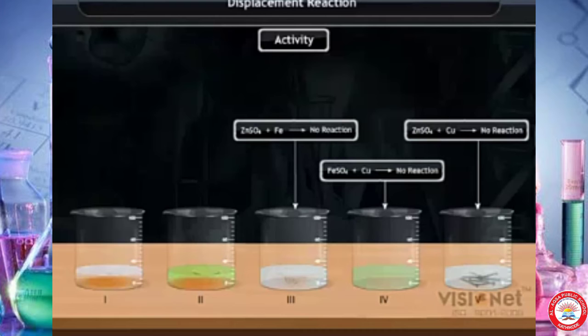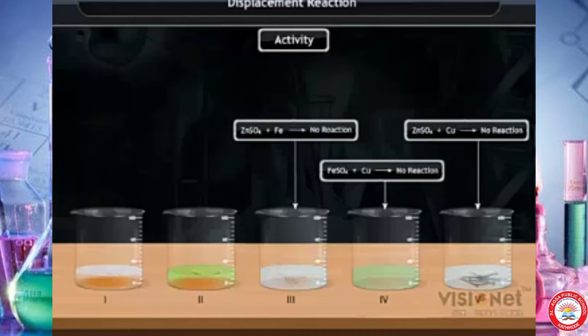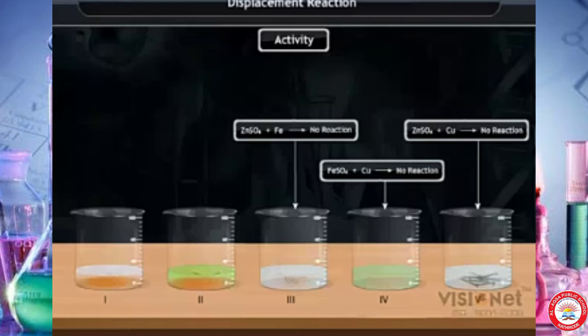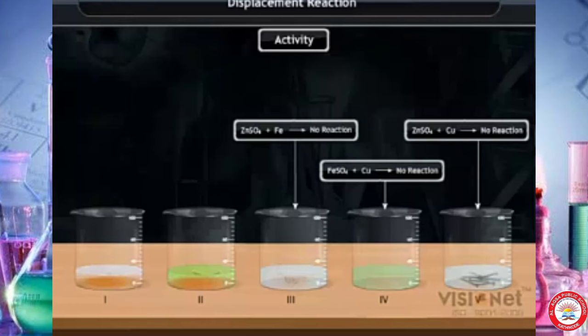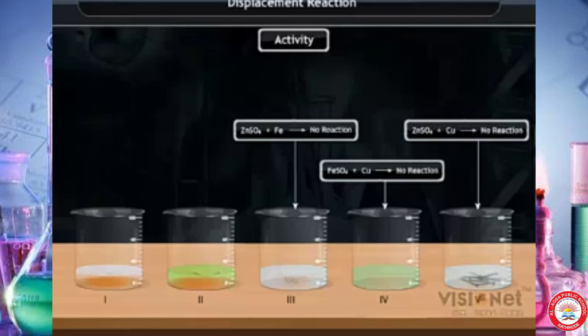But observe the beakers 3, 4 and 5. We cannot see any change in these beakers because here displacement reaction is not possible. Only a more reactive metal can replace a less reactive metal from its solution. That is why in these beakers we cannot see any reaction.